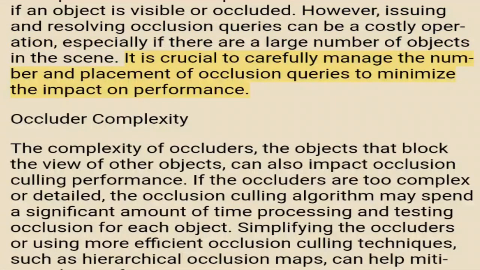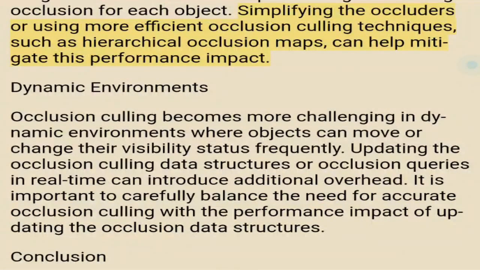Occluder complexity. The complexity of occluders, the objects that block the view of other objects, can also impact occlusion culling performance. If the occluders are too complex or detailed, the occlusion culling algorithm may spend a significant amount of time processing and testing occlusion for each object. Simplifying the occluders or using more efficient occlusion culling techniques, such as hierarchical occlusion maps, can help mitigate this performance impact.